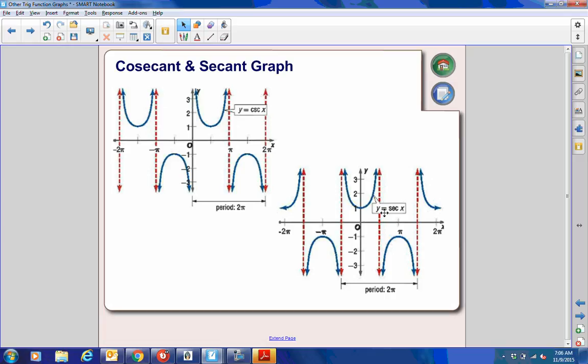And the secant graph, which matches cosine, actually starts at a value of 1. That's one of the ways you can tell the difference between the two graphs if they have not been transformed. And again, all of these are in their basic form, which has a period of 2 pi.